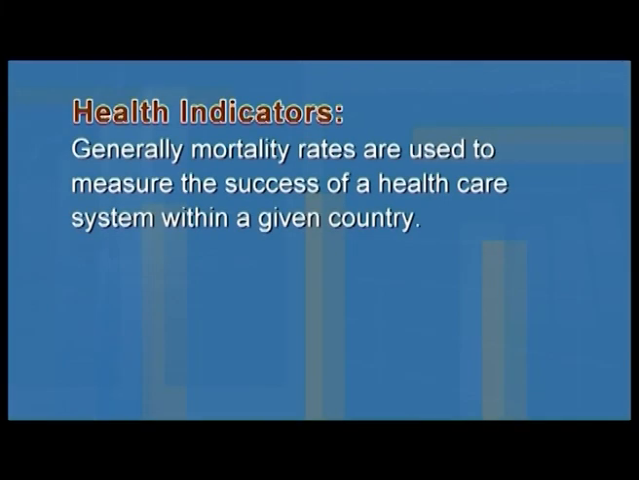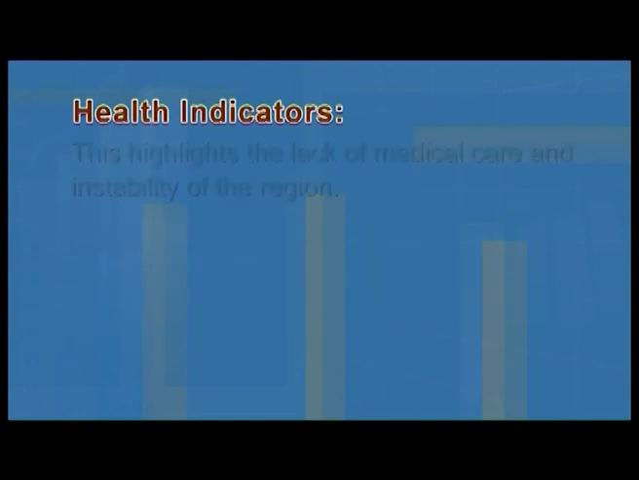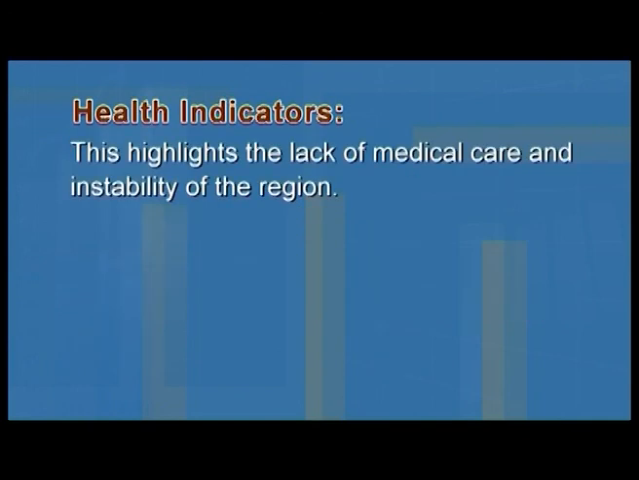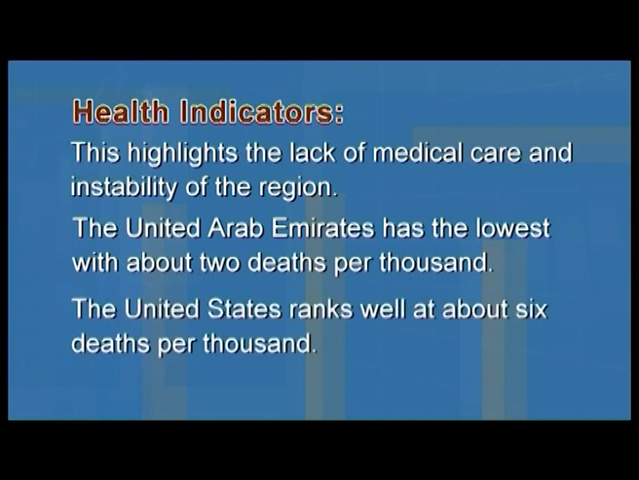Health indicators. Generally, mortality rates are used to measure the success of a health care system within a given country. According to a CIA report in 2010, the infant mortality rate is 178 per thousand in Angola. This highlights the lack of medical care and instability of the region. The United Arab Emirates has the lowest with about 2 deaths per thousand. The United States ranks well at about 6 deaths per thousand.